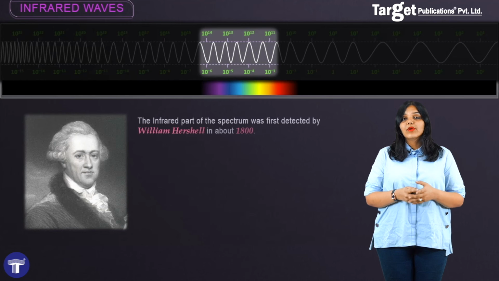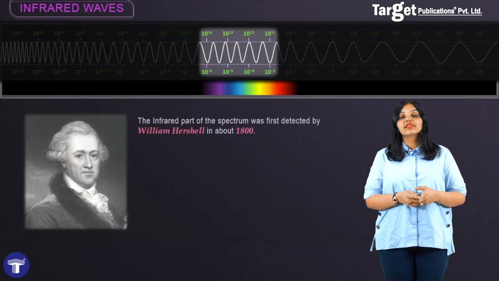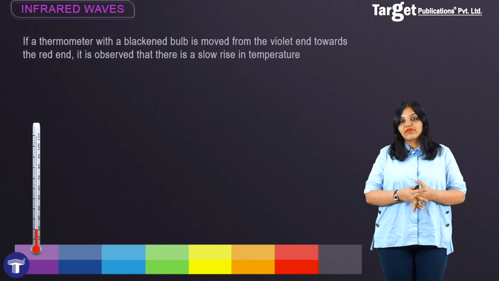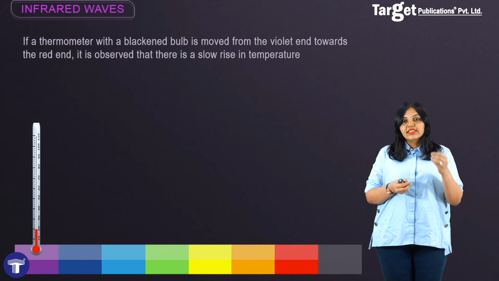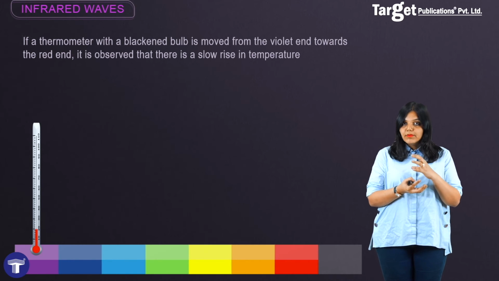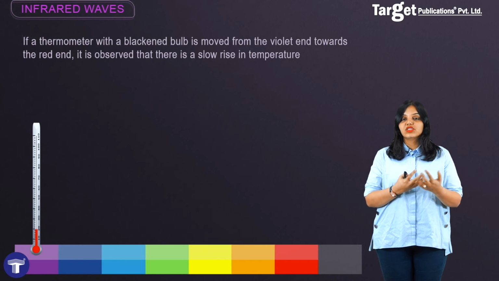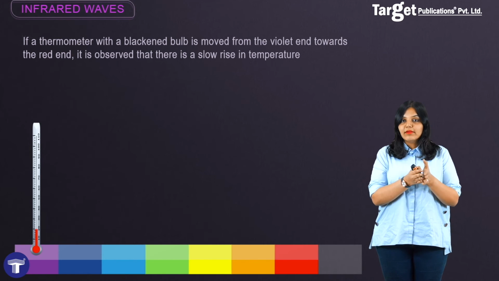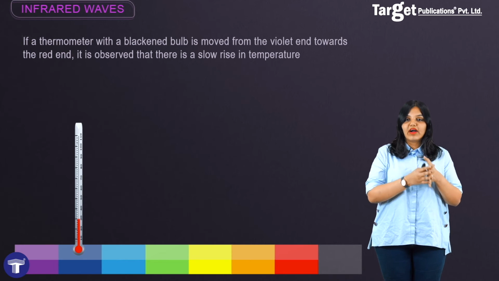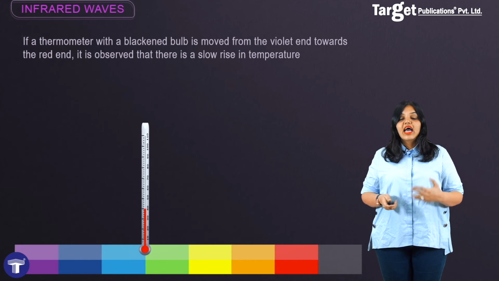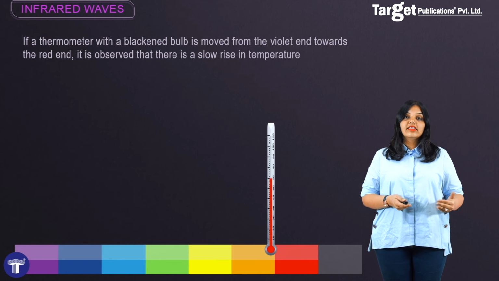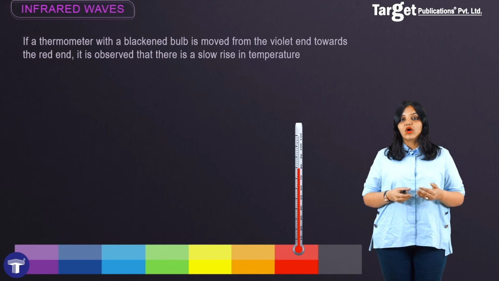They were discovered by William Herschel in 1800, and the story goes that he placed a thermometer at all parts of the electromagnetic spectrum, that is the visible part of the electromagnetic spectrum. So what he did was he had a thermometer with a blackened bulb, because black absorbs energy easily, and therefore he moved this blackened bulb thermometer from one part of the visible light spectrum, that is from the violet end, towards the red end, and he saw that as he was going from the violet end to the red end, the temperature in the thermometer was rising.